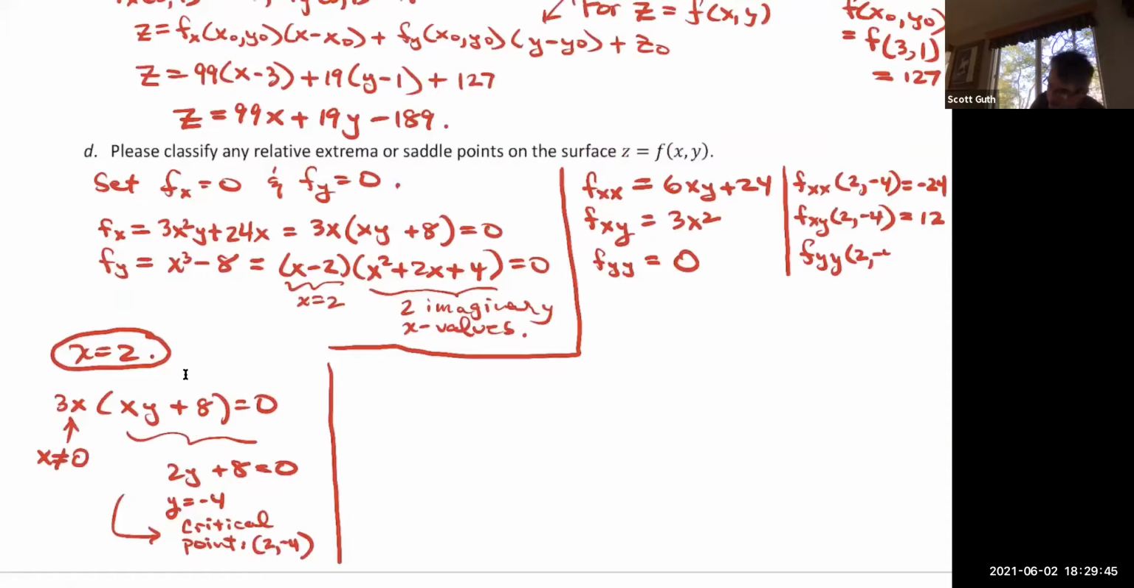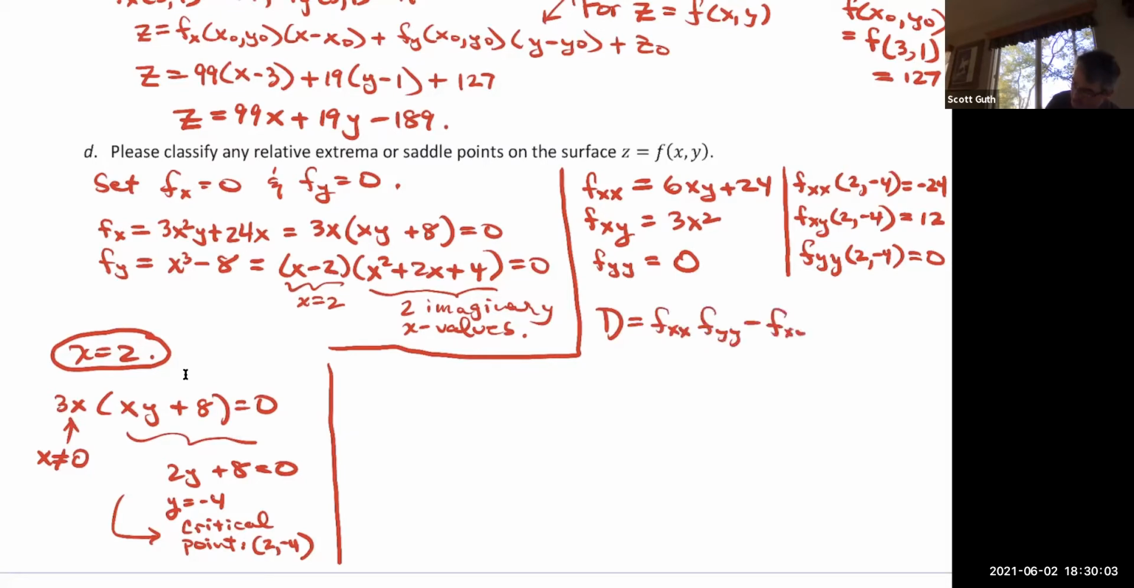So at (2, -4), fyy is 0 everywhere. So then there's this D, which is fxx fyy minus fxy squared. So D at the point (2, -4). So you're going to get -24 times 0 minus 12 squared. So I think that's -144.